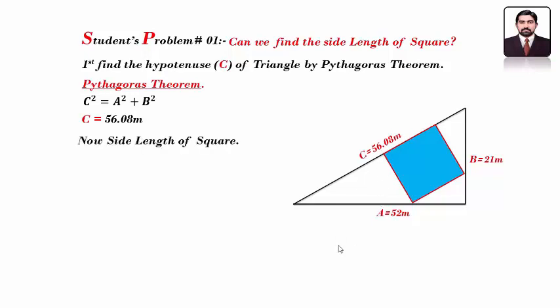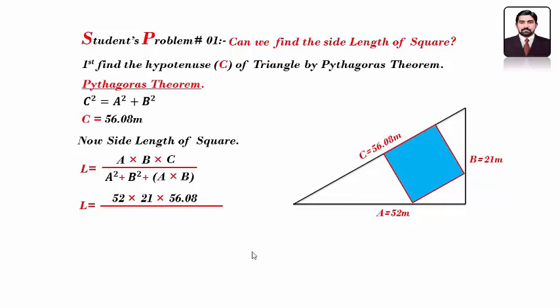Now the side length of the square. L is equal to A multiplied by B multiplied by C divided by A square plus B square plus A multiplied by B. Here A is 52 meter, B is 21 meter, and C is 56.08 meter. Put this data into this equation: 52 multiplied by 21 multiplied by 56.08 divided by 52 square plus 21 square plus 52 multiplied by 21.